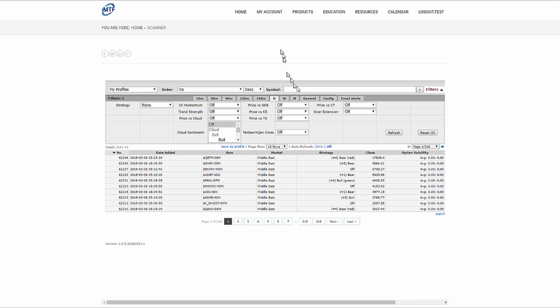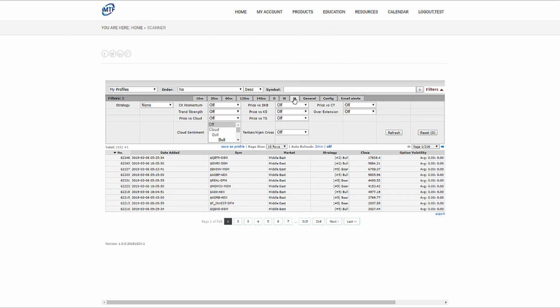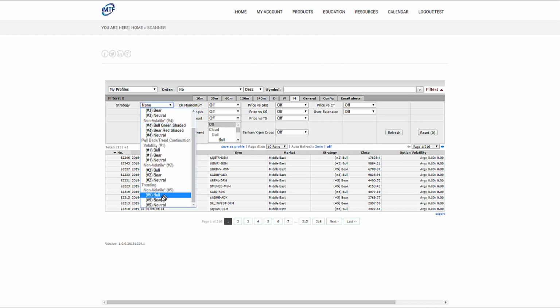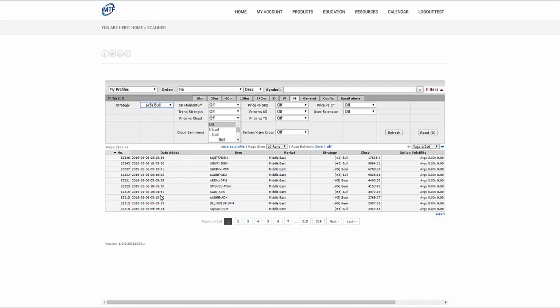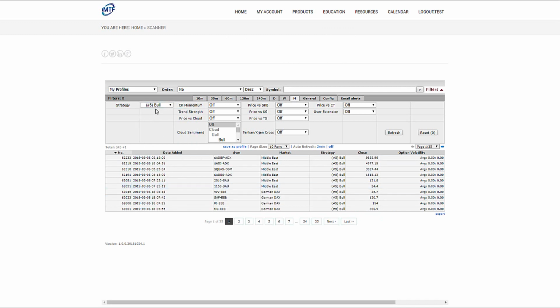So I went ahead and logged in, and what I'm going to do is find opportunities like the one we just did. I'm going to go to the monthly time frame, and what you want to do is look for strategy number 5. Since we wanted the monthly time frame to be bullish, I'm going to do that. So 5 basically tells me the monthly time frame is bullish and it's trending.